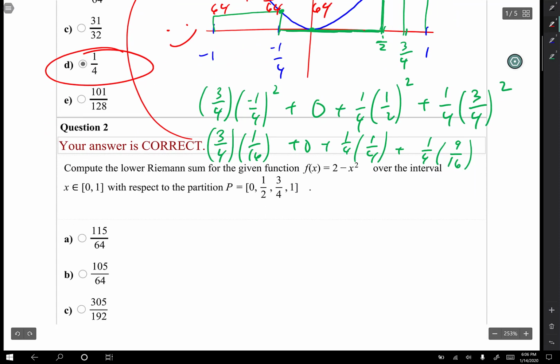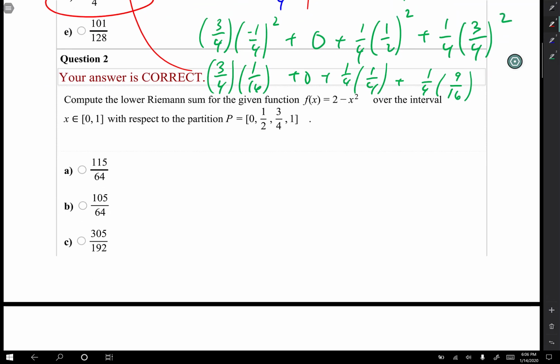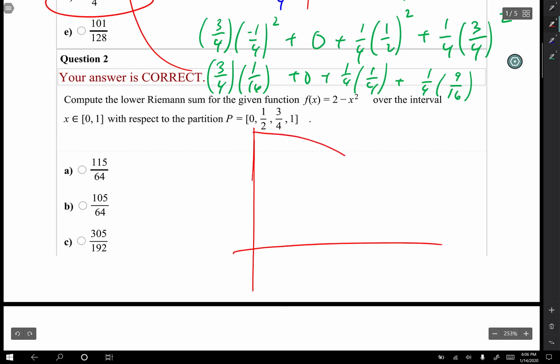Let's keep going. Compute the lower Riemann sum for the given function. So you have 2 minus x squared between the interval 0 and 1. So let's exaggerate 0 and 1. So here it is, 2 minus x squared. I'm going to say 2 is, alright, let me draw. 2 is like right there. There you go. And 0 and 1.